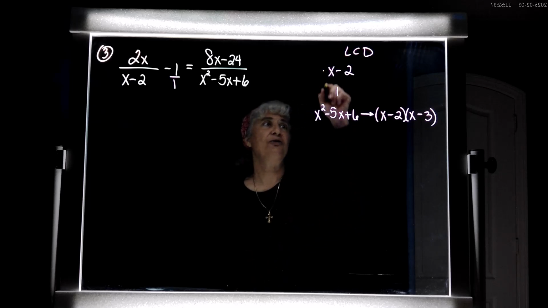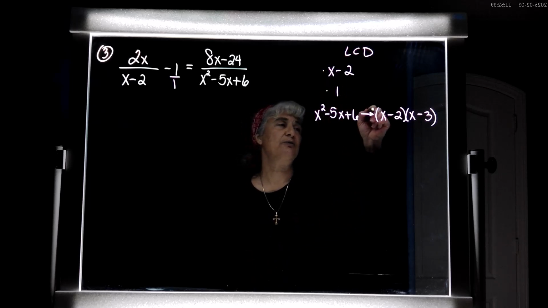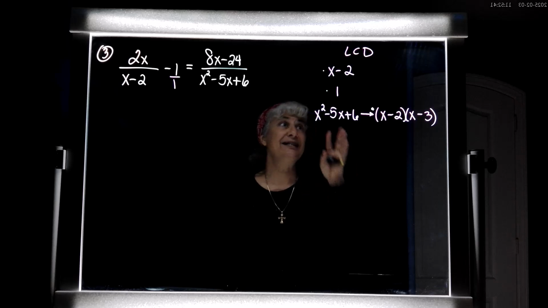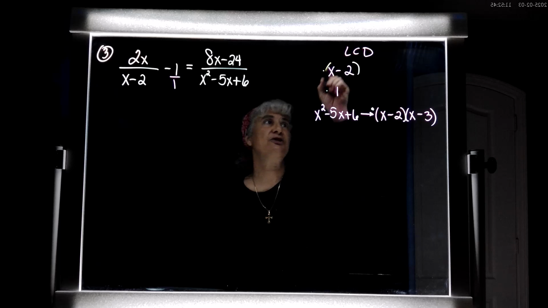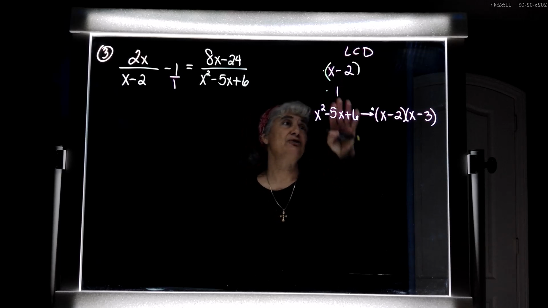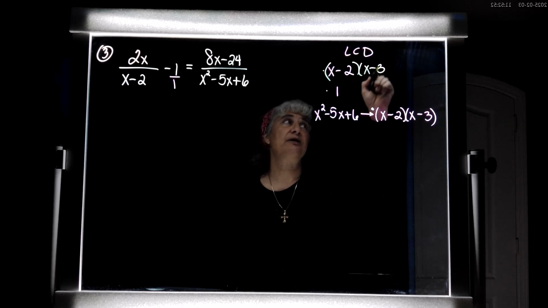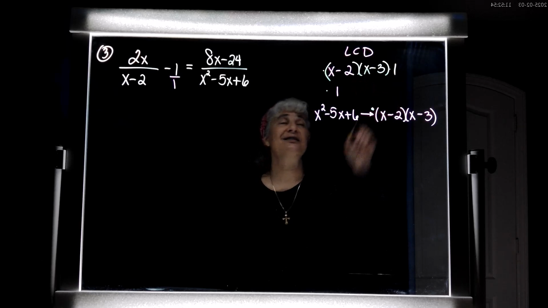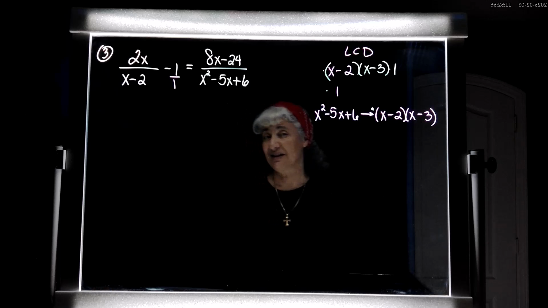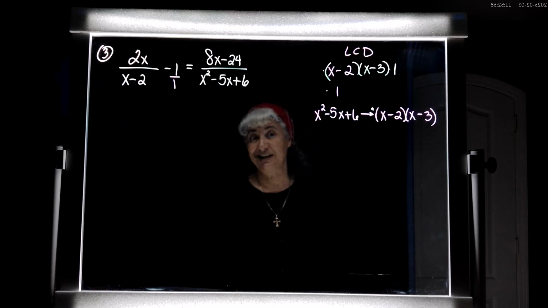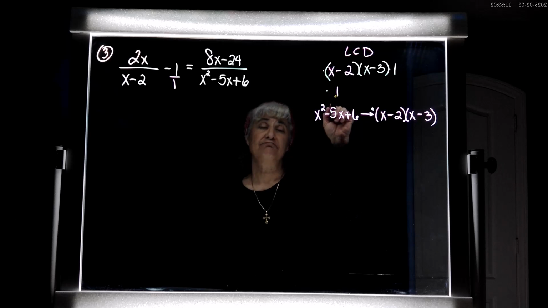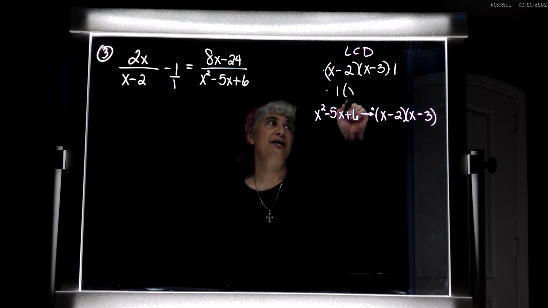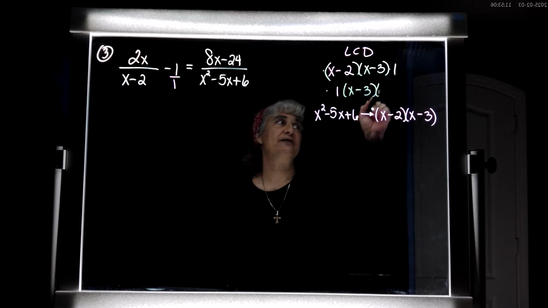All right, so let's look. Remember, I need all three of these, because this is what I'm looking at now, to be the same. I need them to look exactly the same. So x minus 2, what is it missing to look like these? Well, it's definitely missing x minus 3. And yeah, technically you could say it's missing the 1, but 1 times anything is just itself again.